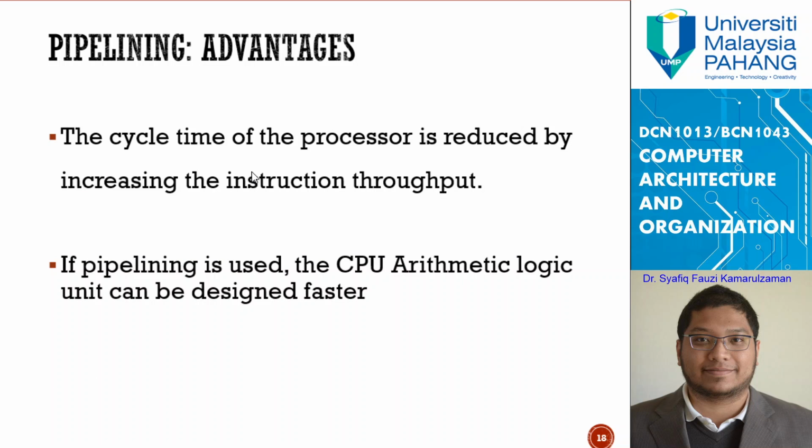The advantage of pipelining is basically that the cycle time of the processor is reduced by increasing the instruction throughput within your CPU. That means you can squeeze more instructions in at one time inside your CPU. The faster instructions are completed, the faster you feel your PC is moving. If pipelining is used, the CPU arithmetic logic unit can be designed to be faster to accommodate all those instructions.